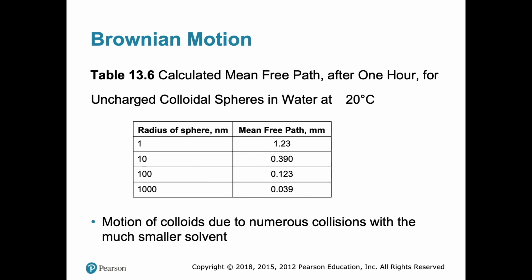So after 1 hour, for uncharged colloidal spheres at 20 degrees Celsius, if the sphere of the colloid is 1 nanometer, then the mean free path is 1.23 millimeters. And so the bigger the sphere, the bigger the amount of stuff surrounding it to make the colloid, of those biological colloids, the smaller the mean free path.